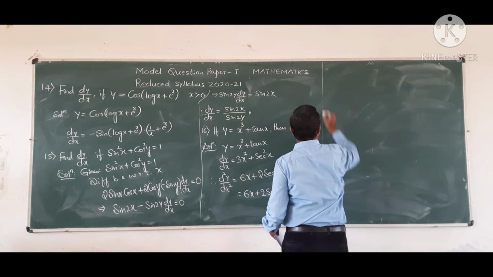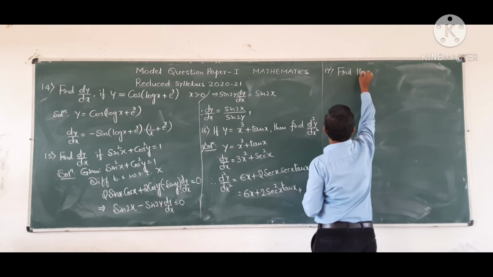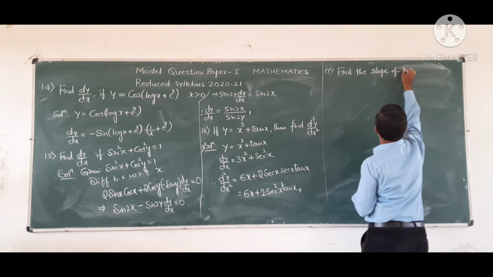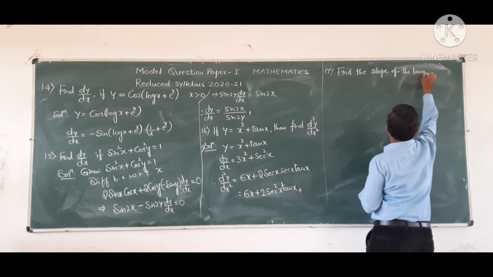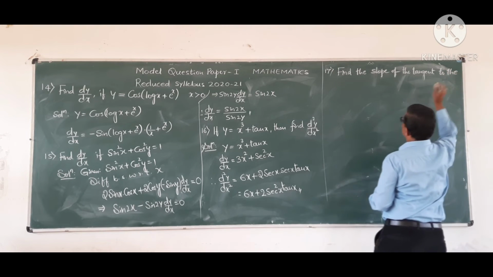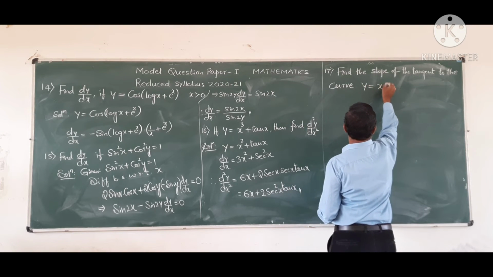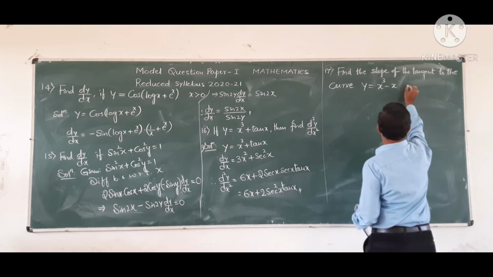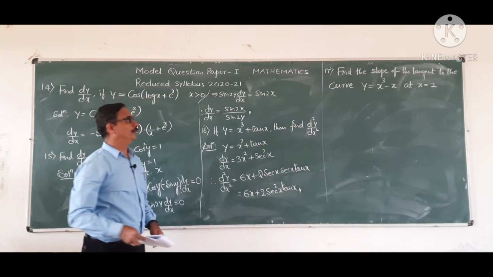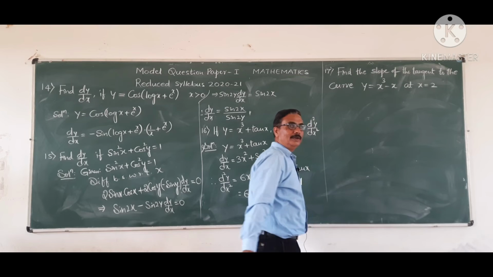Problem number 17. Find the slope of the tangent to the curve y is equal to x cube minus x at the point x is equal to 2. Find the slope of tangent to the curve y is equal to x cube minus x at the point x equal to 2. You know the formula.